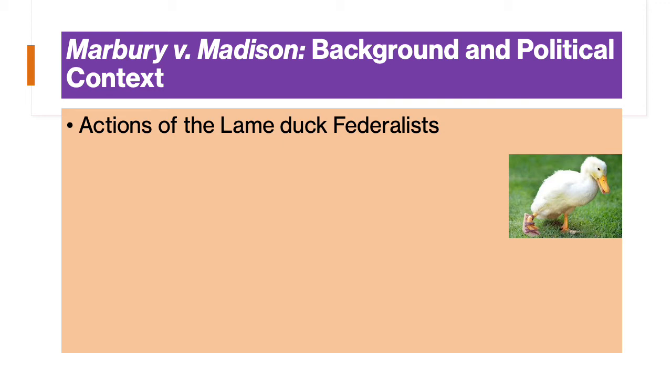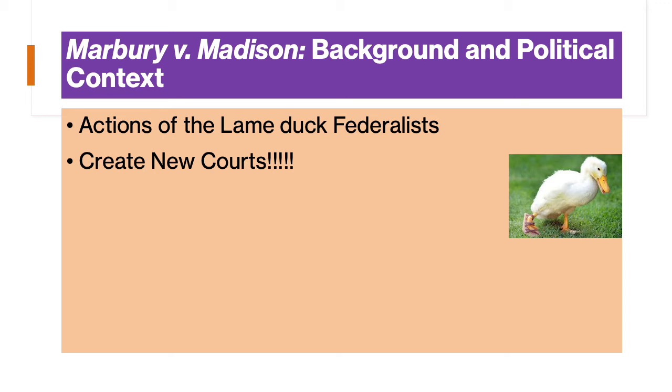Former President Trump was a lame duck president. He lost election in November. He stayed in office until January 20th. And it's at those times that those elected officials can do whatever they want because there's no consequence for it. And that's exactly what John Adams and the lame duck Federalist Congress did.